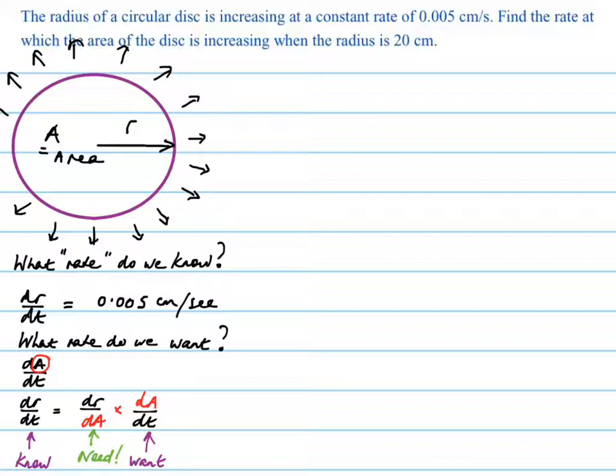Now, do you know of a relationship between the area and the radius of a circle? Well, of course you do. A is pi r squared. You've been learning that forever. So, could you dA/dr that thing? I think you could. 2 pi r.